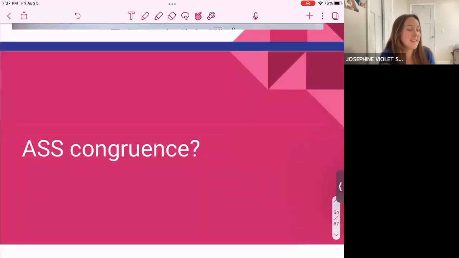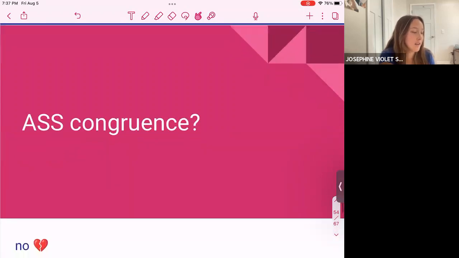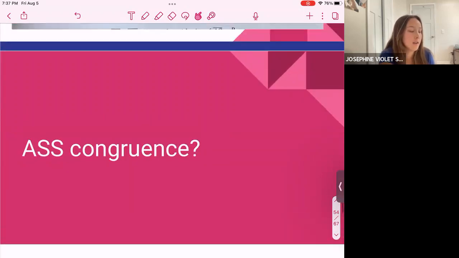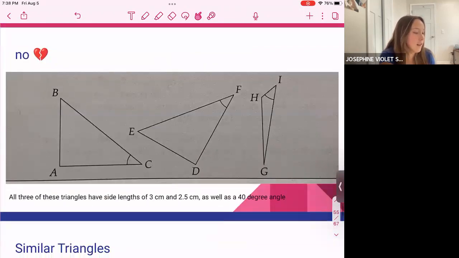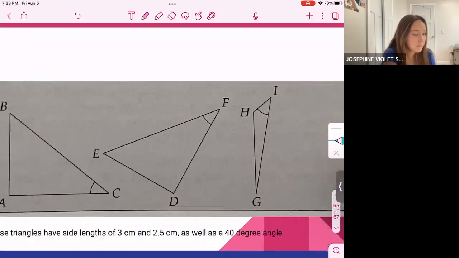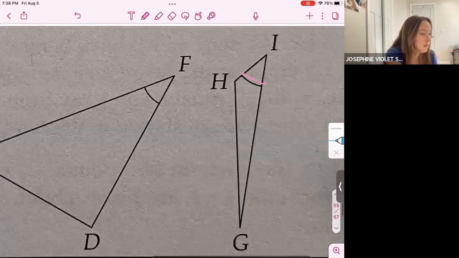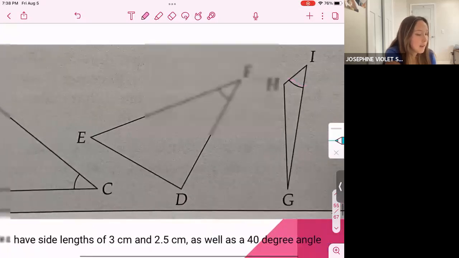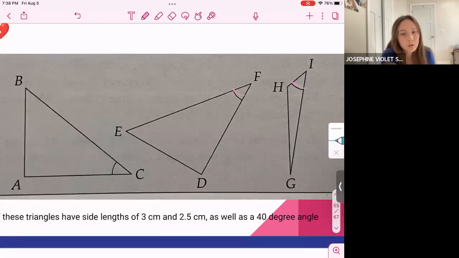I'm not going to say this, but I'm sure some of you were wondering, I sure was, is there a side-side-angle congruence theorem? And unfortunately, there is not. The reason being, I have this cute little image here showing that all these triangles share two side lengths and an angle that are the same. In this case, it'd be these. They're all marked. However, these triangles are obviously not congruent. I guess these two, it's a little less obvious that they're not.